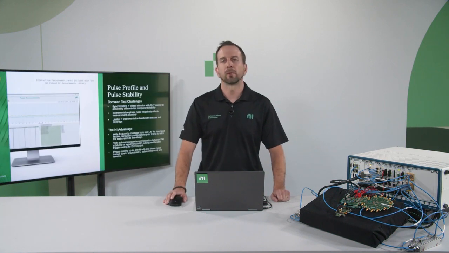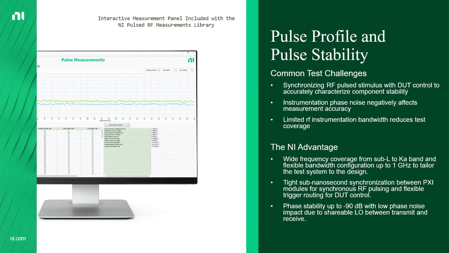As you've seen, we've tackled the challenge of pulse profile and pulse stability measurements, in particular, the synchronization of RF stimulus with the DUT, the instrumentation phase noise degradation, and the limited RF instrumentation bandwidth, simply by using the benefits of the vector signal transceiver. Combining these advantages with our software-defined measurements allows you to tackle the overall test plan and requirements for your PA or transmit-receive module in a radar application.